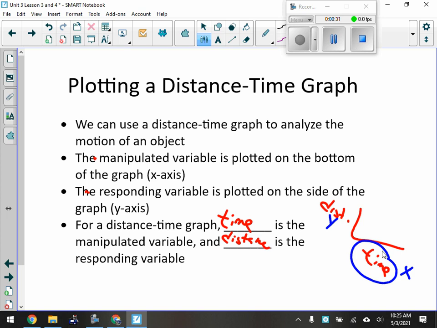For a distance time graph, time is the manipulated variable. Time goes on the bottom, on the x. This is always probably for us. Time's almost always going to go there, I think 99% of the time, if not 100, for grade 10 science. And distance is going to be over here. Now, that's only for this graph here, of course. We haven't looked at all the graphs possible yet, so just be patient with that. For today, that's where it's going to be.